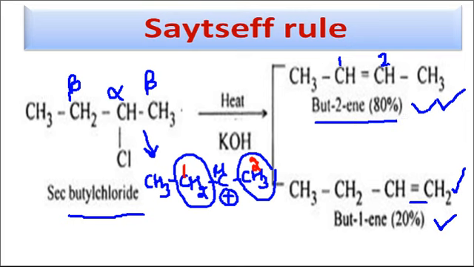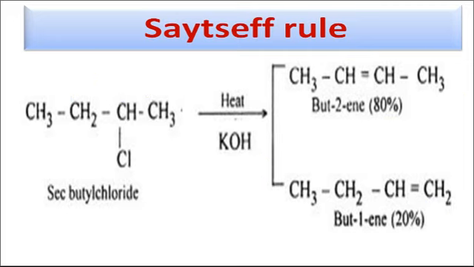So whenever there is the possibility of 2 types of beta hydrogen elimination, always remember the alkene in which the doubly bonded carbon atoms have more substituent groups will be formed as a major product. So in this case 2-butene is formed.